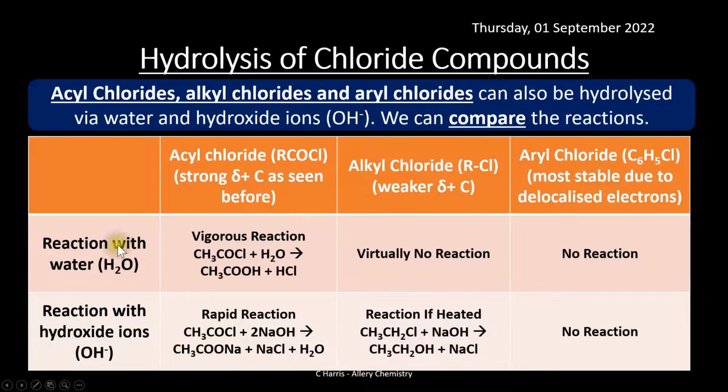So what we're looking for here is the examples really want you to try and explain what's going on here, okay, but also commenting on the strength of this delta positive carbon. And obviously it's strongest in the acyl chloride, slightly weaker in the alkyl chloride, and very weak in the aryl chloride. So it's just making these comparisons between these halogen based compounds.